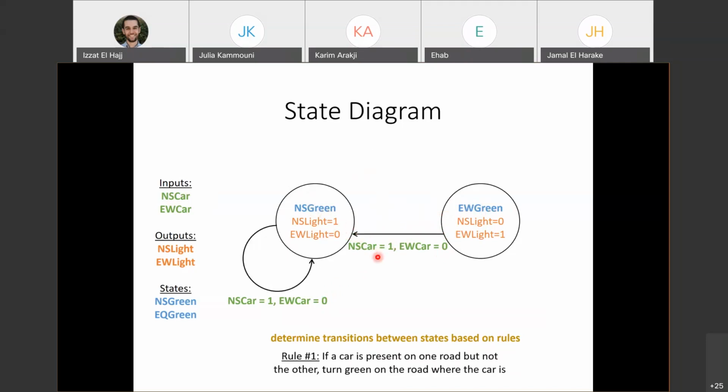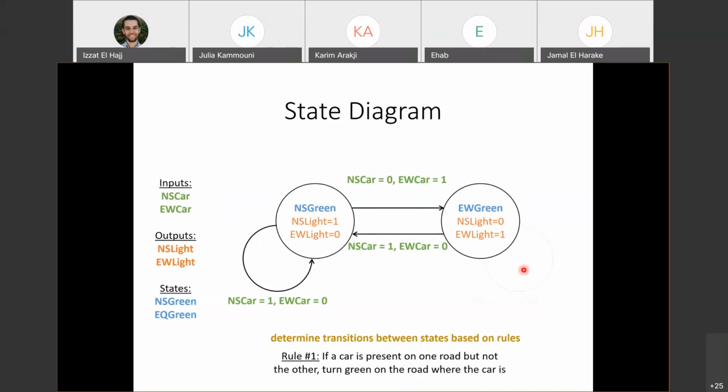Okay. Now let's look at the other case that also applies to this rule. When north-south car is 0 and east-west car is 1, so I have a car on the east-west road but not on the north-south road, and I'm in the NS green state, what am I going to do? If my input is 0, 1 and I'm in NS green, what do I do? Right, I'm going to change to east-west green, exactly. And then if I'm in the EW green state, and I get 0, 1 as an input, so I get a car on the east-west road but not on the north-south road, what do I do?